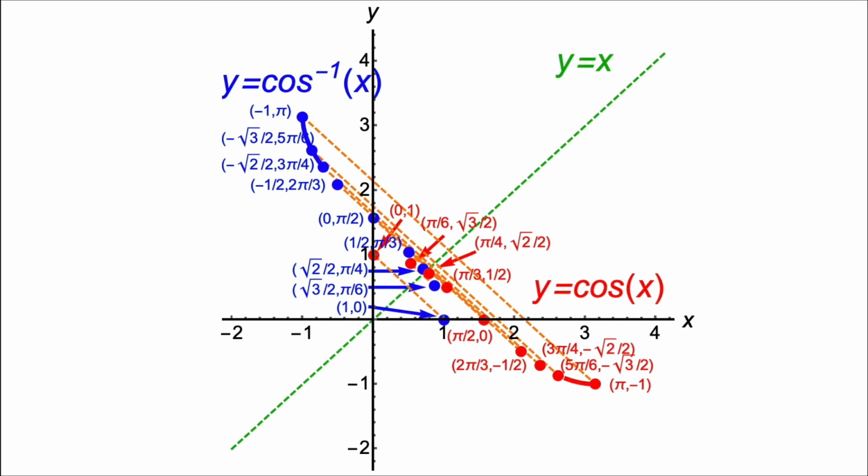Now, connect all those points with continuous and smooth curves. We see that the graph of the inverse cosine function in blue is the reflection of the graph of the cosine function in red across the line y equals x. That's true for the graph of any inverse function of a given invertible function when they both have the same independent variable x.